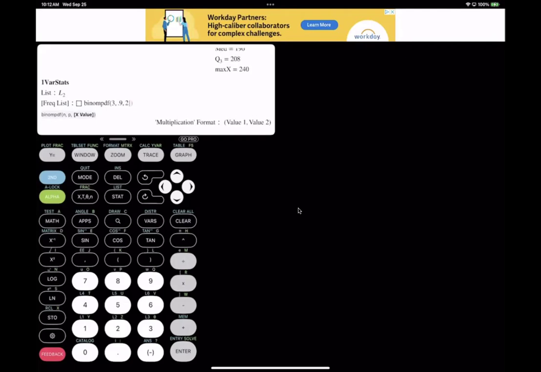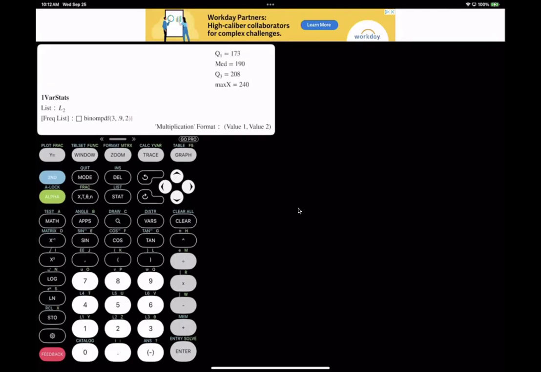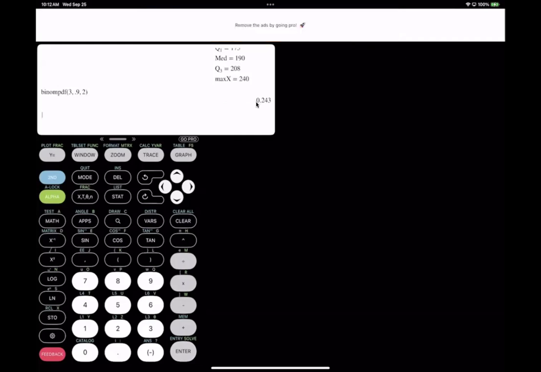Perfect. So let's see, what do we have? Shouldn't have this here. Let me erase this. Okay, perfect. Now let us hit enter. As you can see, you have 0.243 or 24.3%.